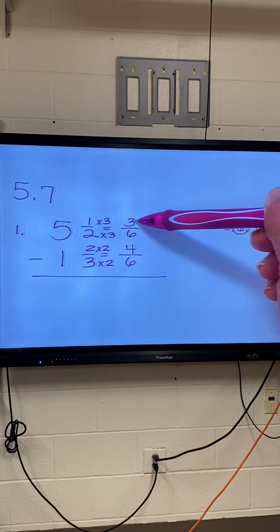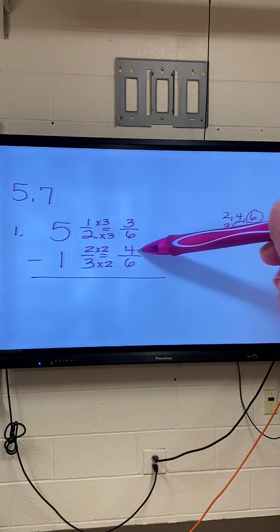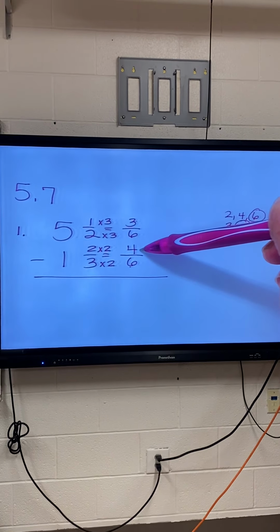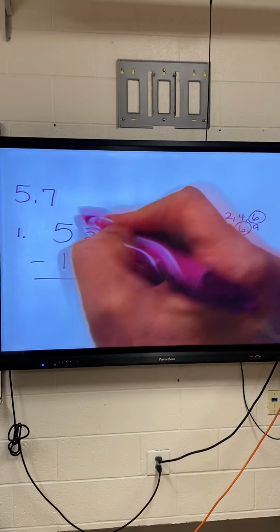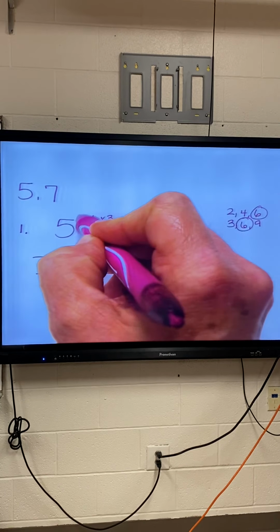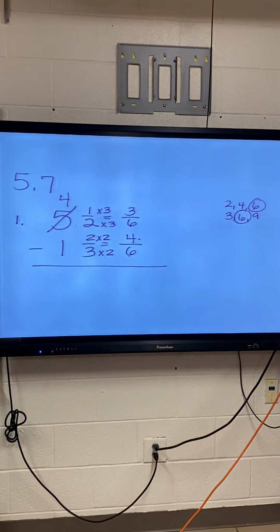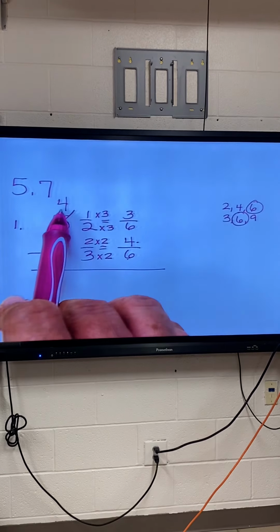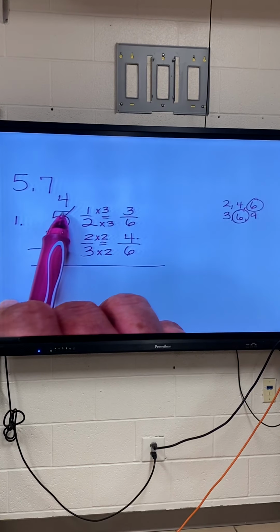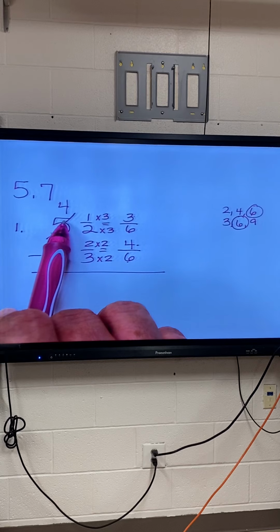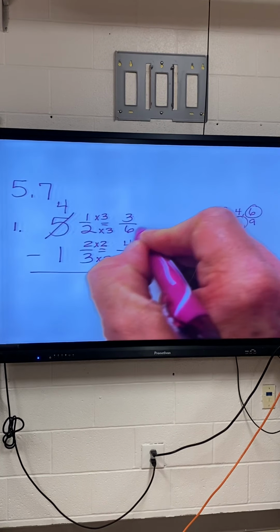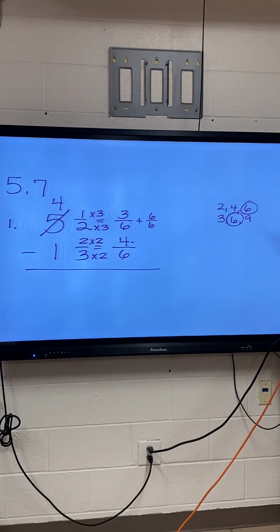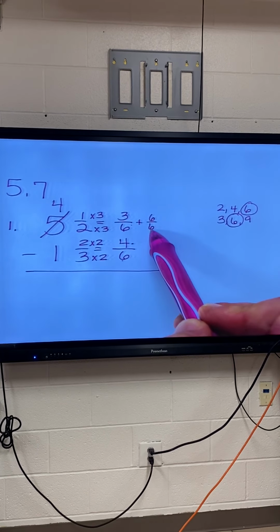Now, if I have 3, can I take away 4? No, I can't. I don't have enough. So the next thing I would have to do is come to my whole number and make it a 4. It's kind of like when you're borrowing or subtracting, except when I take 1 away, it's going to give me a fraction, and that fraction has to be equal to 1. Since I have the denominator of 6, it's going to give me 6 over 6. If I had a denominator of 12, it would give me 12 over 12.